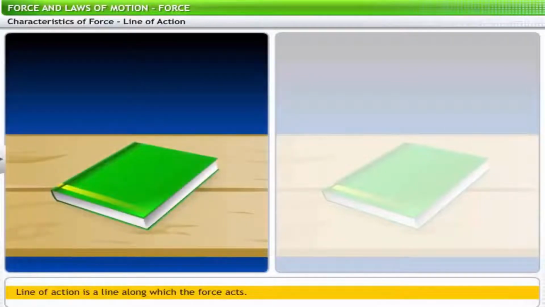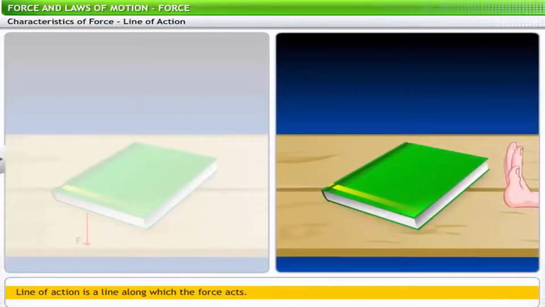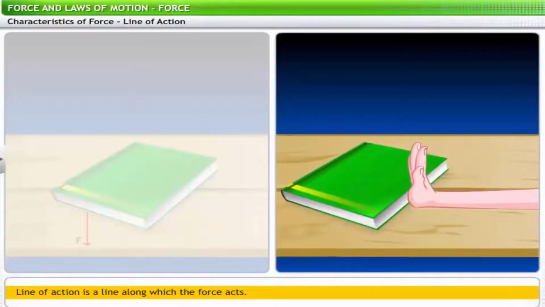Consider a book kept on a table. Do you think it exerts any force on the surface of the table? Doesn't look like it, does it? In fact, its weight acts as a force downwards on the table. You can say that the line of action of force is downwards. However, if you try to push the book, you need to apply force horizontally. Therefore, the line of action of the force applied on the book will be horizontal.